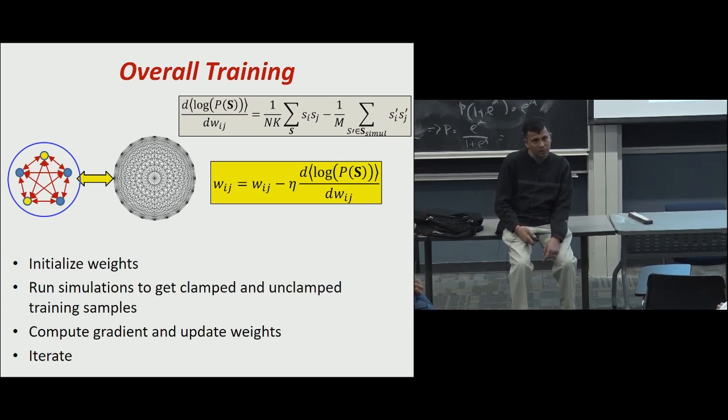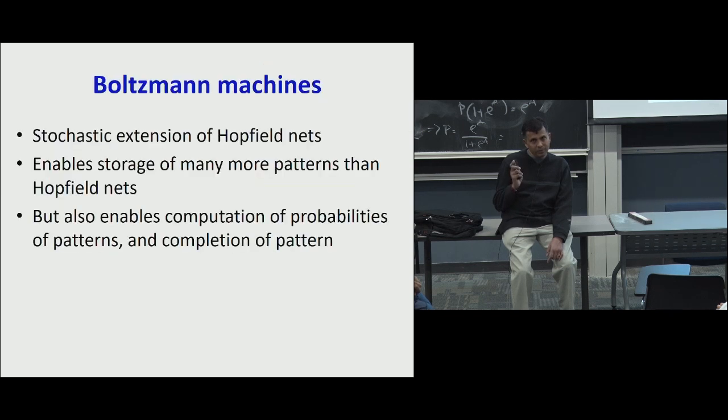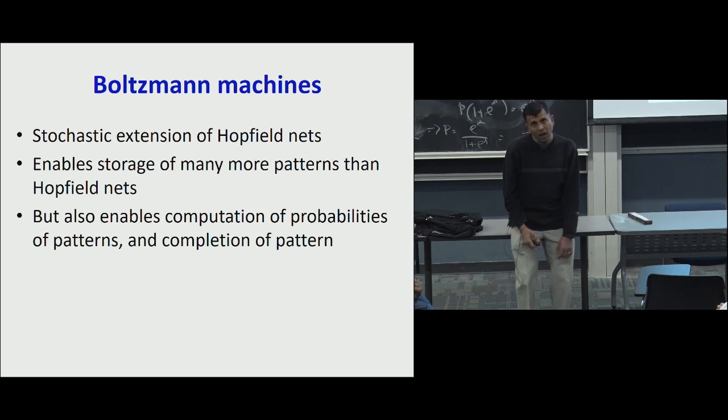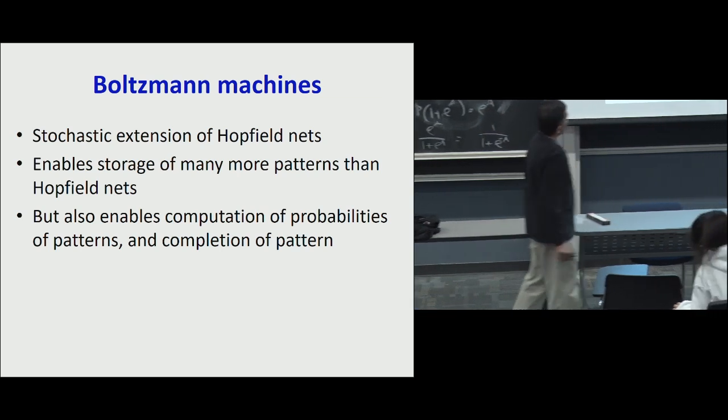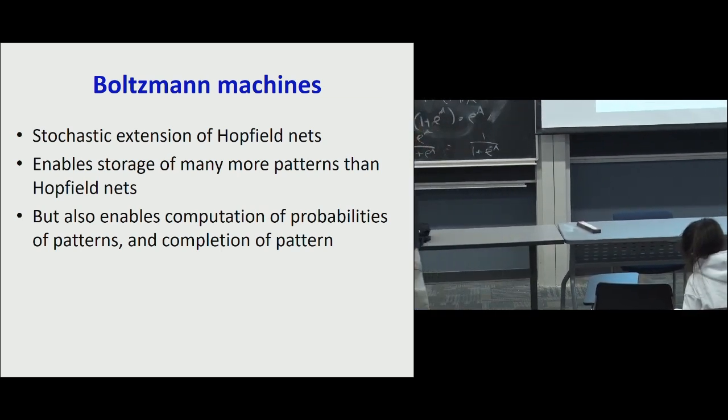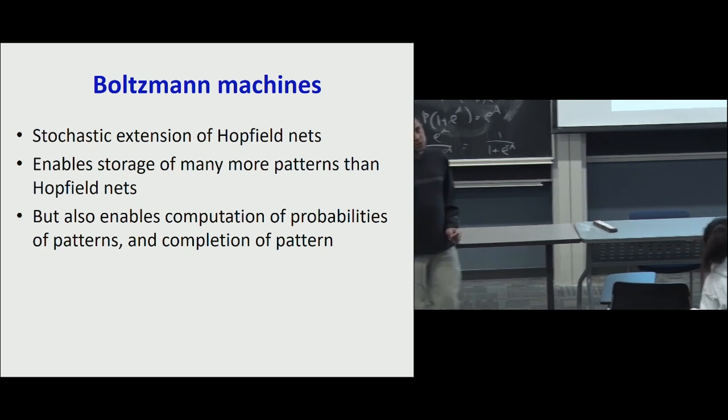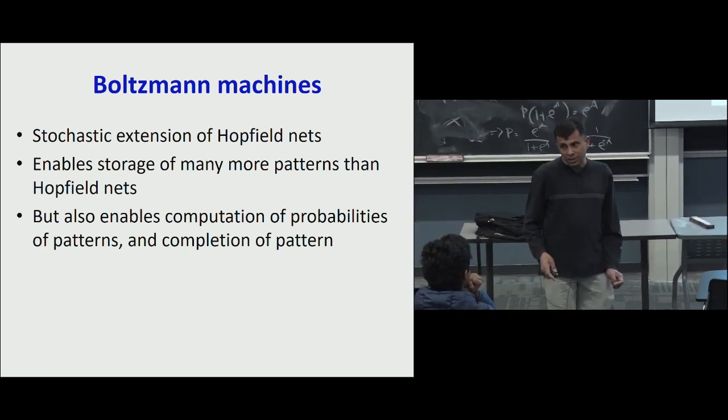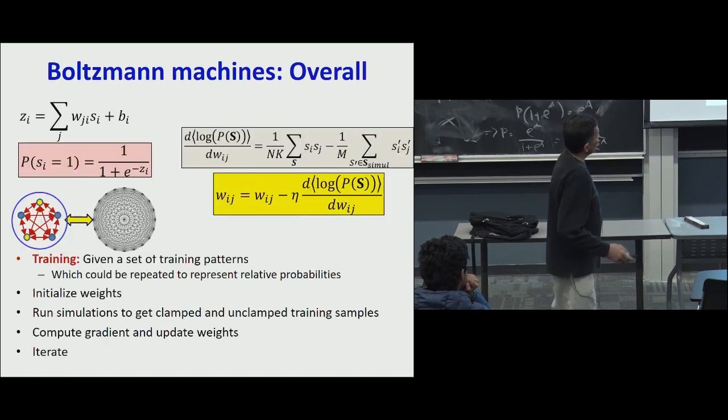We included exponentials in the numerator. We included normalizing terms, which by the way are called partition functions. It sounds cool, but eventually it just gives you a Hopfield network, right? So Boltzmann machines are stochastic extensions of Hopfield networks, which enable storage of many more patterns than Hopfield networks, but also enables you to compute probabilities of patterns and completion of patterns.